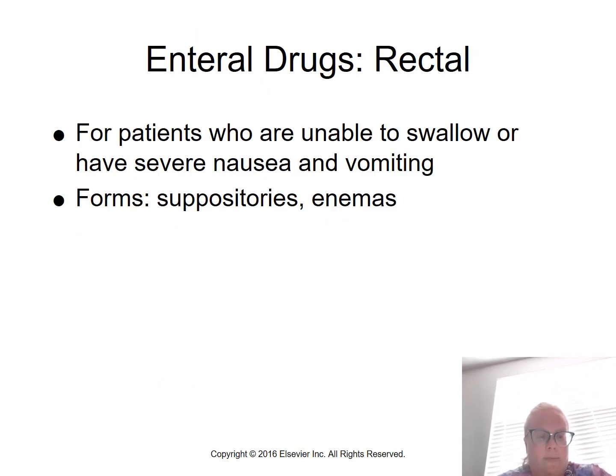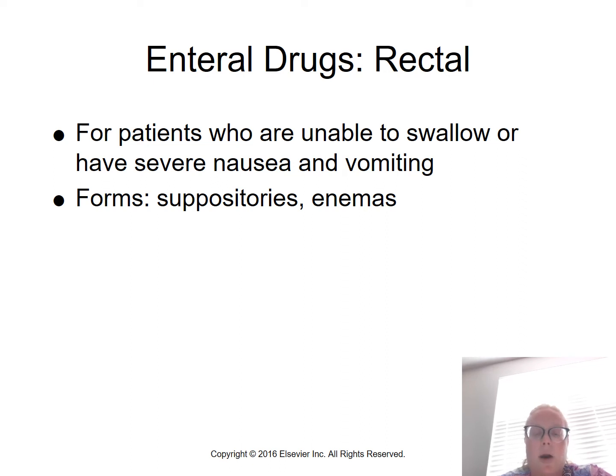Okay, now, enteral drugs are also considered rectal drugs. So these are patients who are unable to swallow, who have severe nausea and vomiting. How do enteral or rectal drugs come? Well, in the form of suppository or enemas.